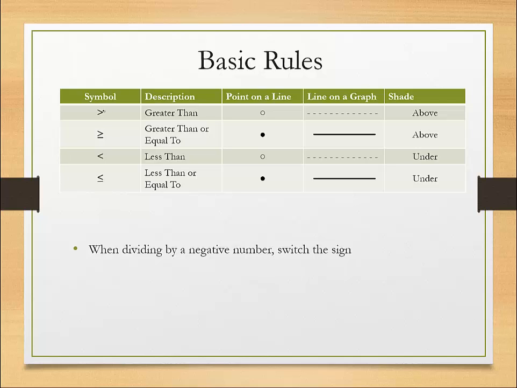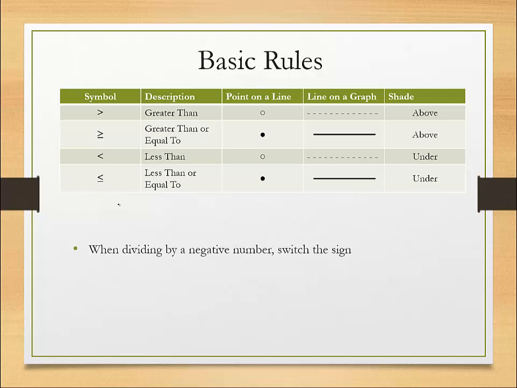We have our greater than symbols, which you shade above the line. We have our less than symbols where you shade under the line. And then we have our non-equal to's, where they're going to be dashed lines. And then our equal to symbols, where you have solid lines. Okay. And then also, when dividing by a negative number, switch the sign.